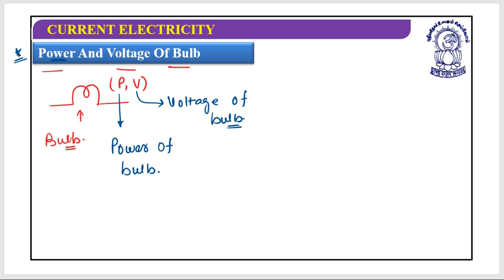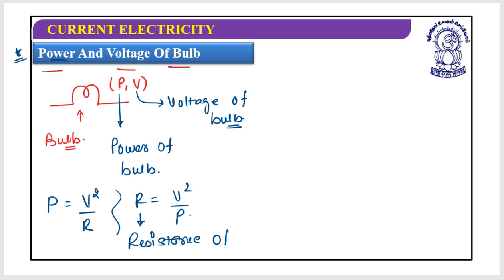Yes, so with these two we can find the resistance of the bulb. How? It's P equals V square by R. So if I solve this, R equals V square by P. This is the resistance of the bulb. Is it clear? This is the resistance of the bulb.